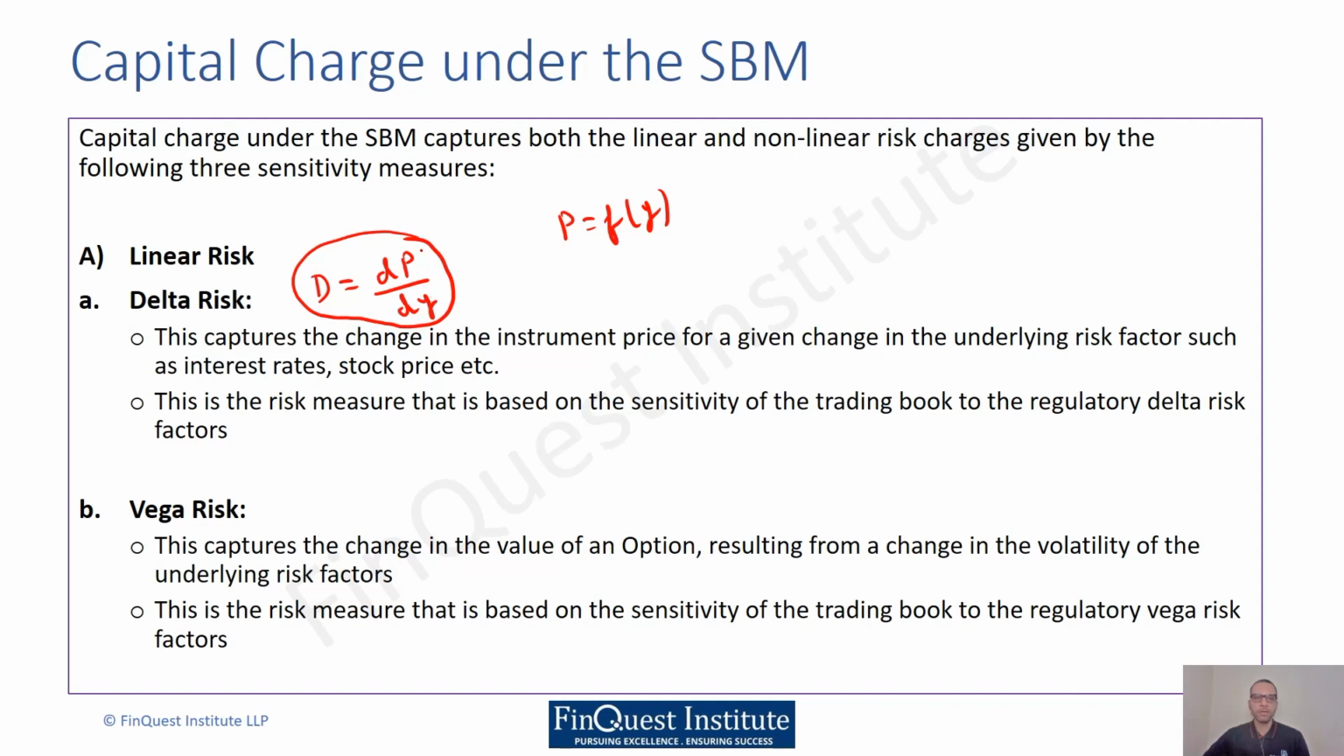So for a small change in yield, we try to understand what is the change in price. So that is exactly what this definition says as well. Now, this is a risk measure that is based on the sensitivity of the trading book to the regulatory delta risk factors. Then we have the vega risk. So vega risk captures the change in the value for an option resulting from the change in volatility of the underlying risk factors. So as the underlying risk factors fluctuate, this is going to have an impact on the value of the instrument. So this is the risk that is based on the sensitivity of the trading book to the regulatory vega risk factors.